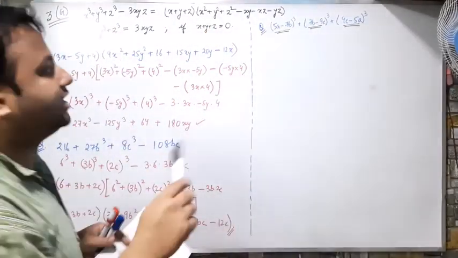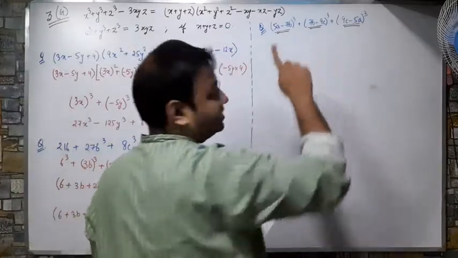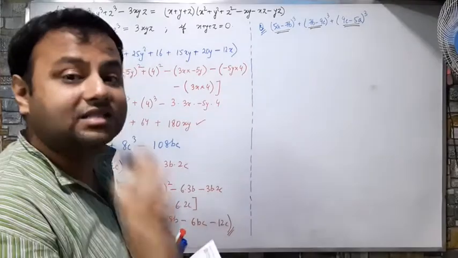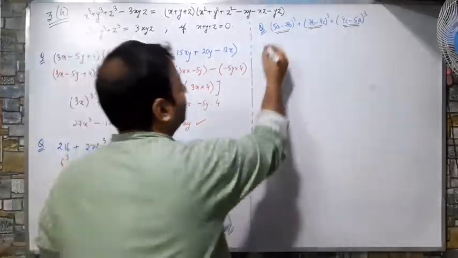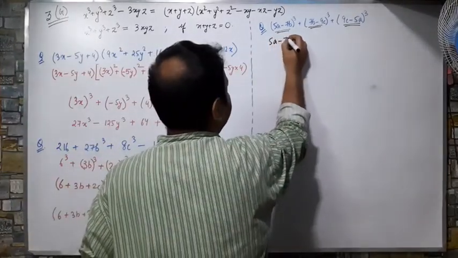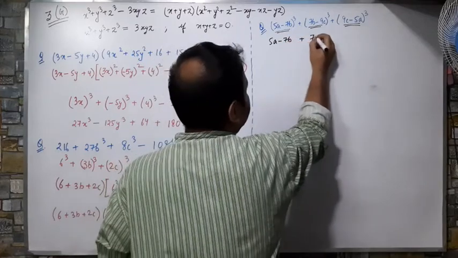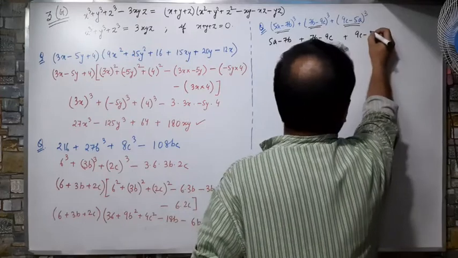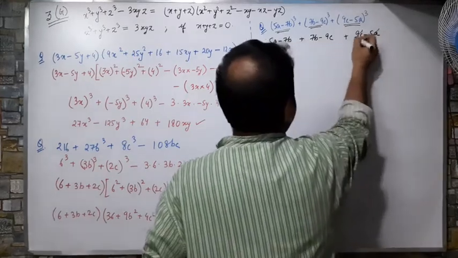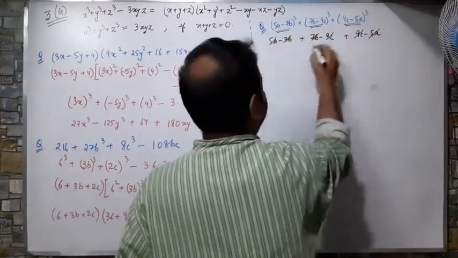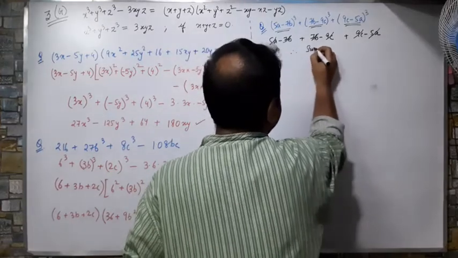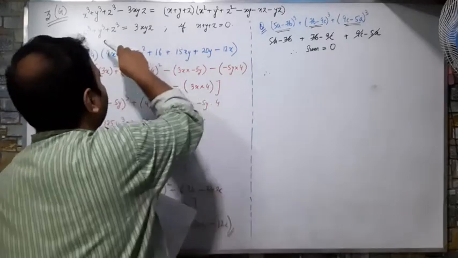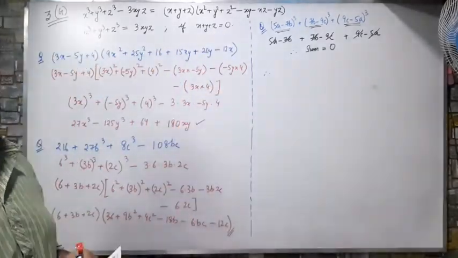So first of all, you should check whether the sum is 0 or not. Just write the sum without cubes. So what will I get? I am getting 5a minus 7b plus 7b minus 9c plus 9c minus 5a. You can see that all the terms cancel. Therefore the sum is 0. So I can say that a cube plus b cube plus c cube equals 3abc.